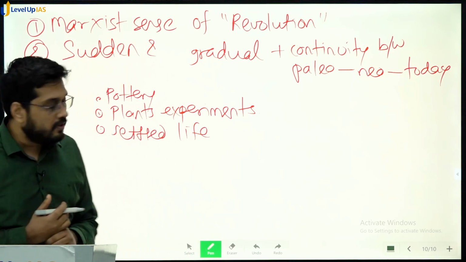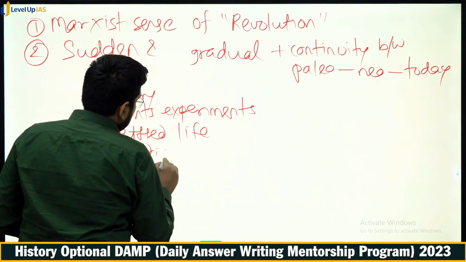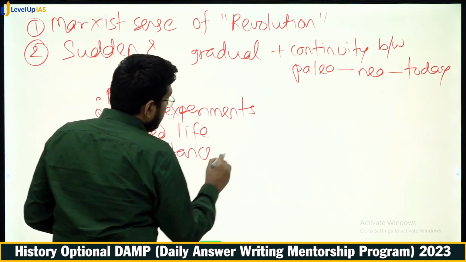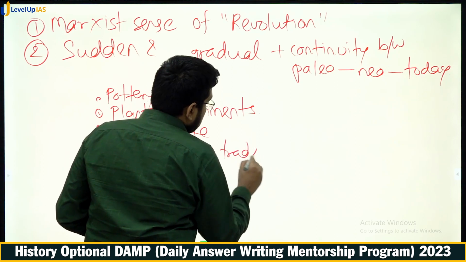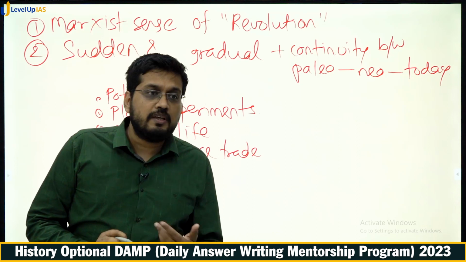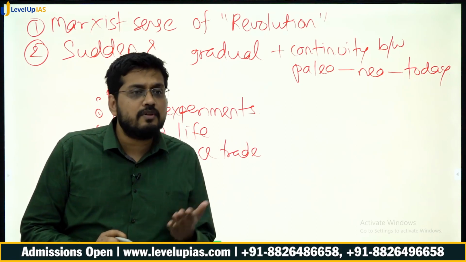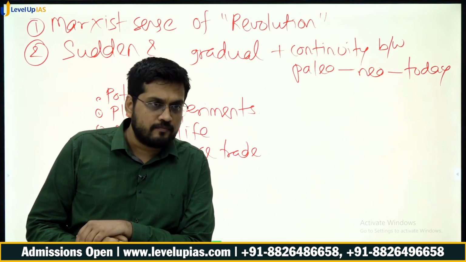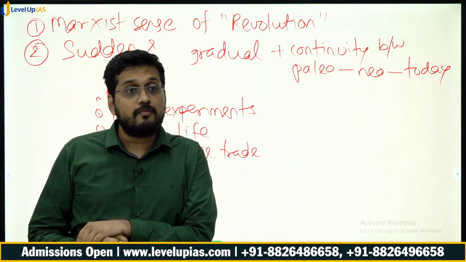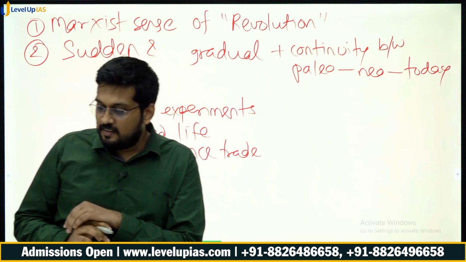Then you have even the long distance trade. For example, the very famous example of seashells. Seashells are exchanged over long trade networks. So even long distance trade is not the outcome of Neolithic. It was there even before. Even Mupinder Singh talks about chalcedony, which came from Deccan to north in the Mesolithic era. Right? So you have those things.